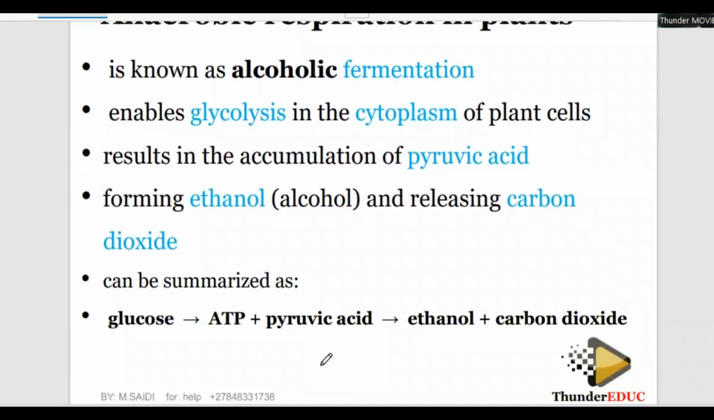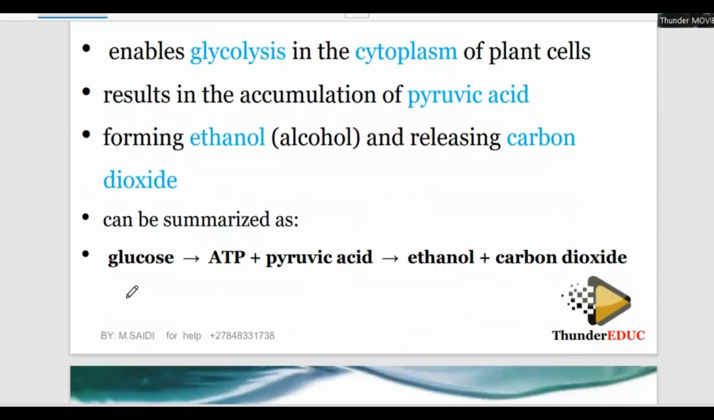If you check where you are making this fermentation, you'll find what we call small bubbles which are coming out. Those small bubbles, that is carbon dioxide which is being released. So it can be summarized like this: glucose gives you ATP plus pyruvic acid. The pyruvic acid, or the pyruvate, is converted into alcohol and then carbon dioxide.